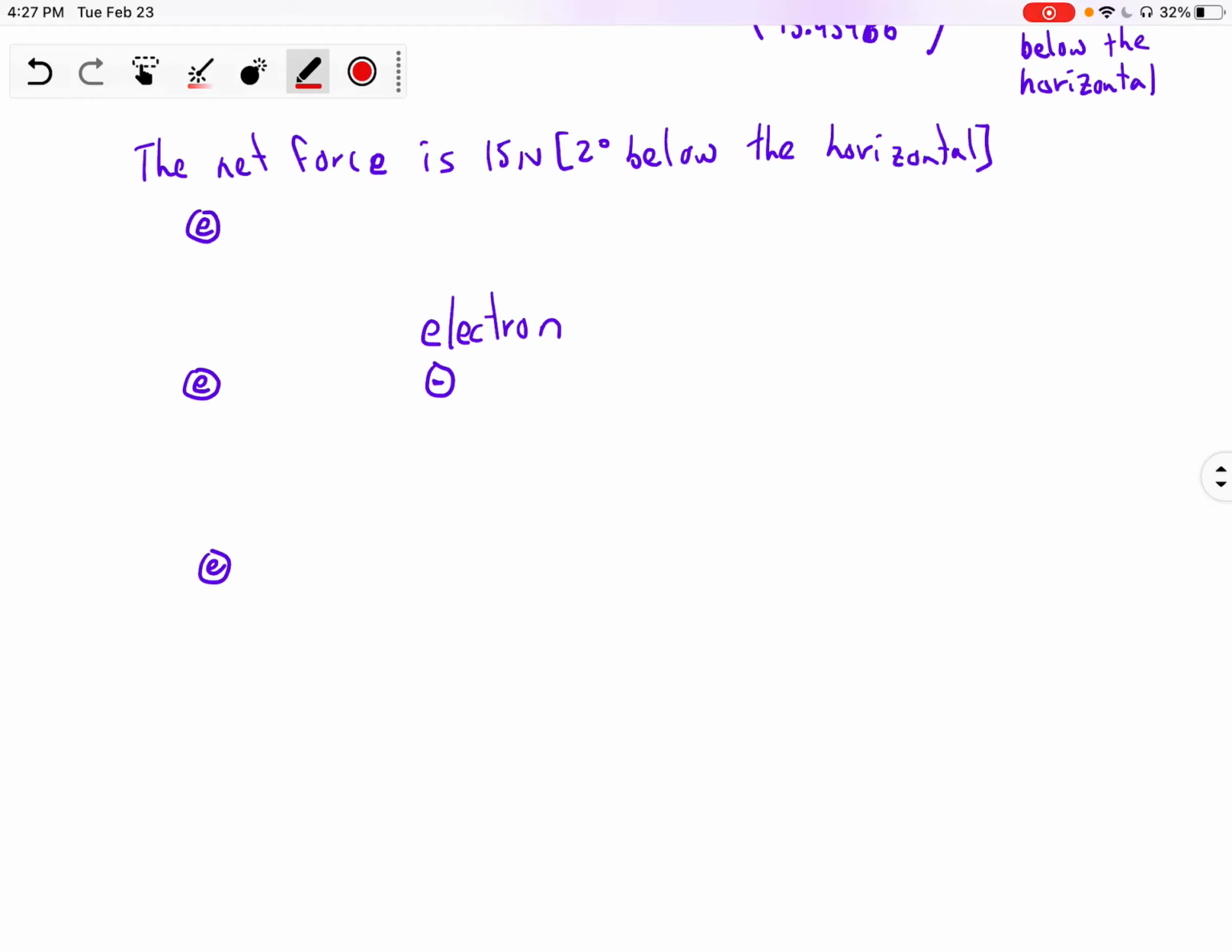So this electron, the first one I drew, is going to have a repulsive force from this electron. Let's call this F2. And it's going to have a repulsive force from this electron. Let's call this F1. And it's going to have a repulsive force from this electron. And I'll call this F3.